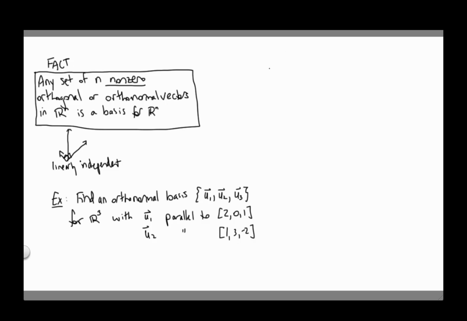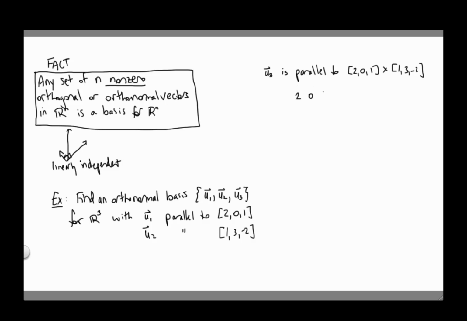So to solve this problem, first thing I would do is think about the direction of U3. Let's say U3 is parallel to 2, 0, 1 crossed with 1, 3, negative 2. Because when you take the cross product of these 2 vectors, that's giving us a direction that's perpendicular to both of them. So that's how we can find our direction of U3.